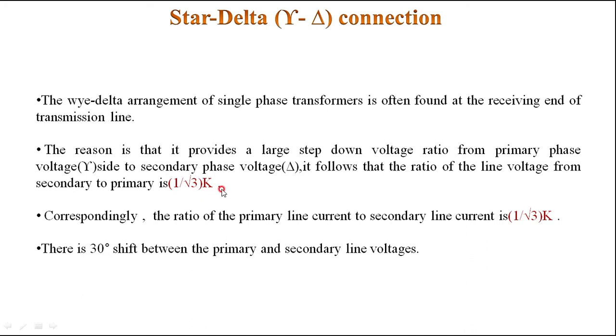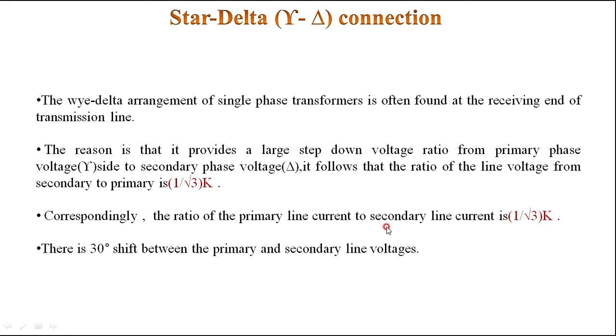3 times K. What I am telling you is that in the secondary, the voltage is V2 only, that is the phase voltage is equal to line voltage, whereas in the primary it is root 3 times V1. That is, V2 by V1 is 1 by root 3 times K. Therefore, the transformation ratio is 1 by root 3, means you are getting less than the 1 value, so that you can step down the voltage from high voltage to low voltage by the ratio 1 by root 3.